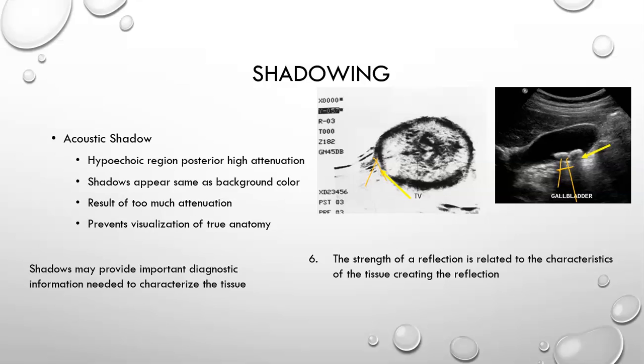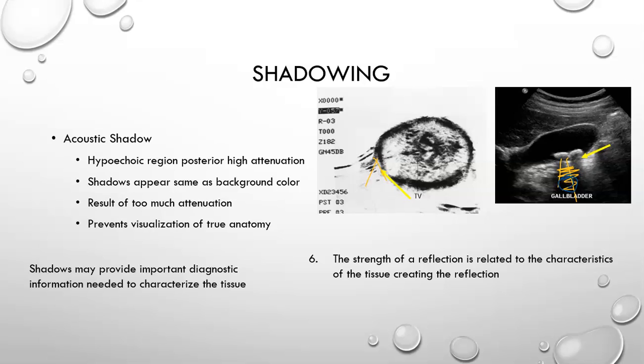So anything posterior to these gallstones, there could be a structure there. In fact, if you saw a big old tumor in there, you wouldn't see the big old tumor because it's in the shadow of the gallstones. So these can prevent visualization of true anatomy.